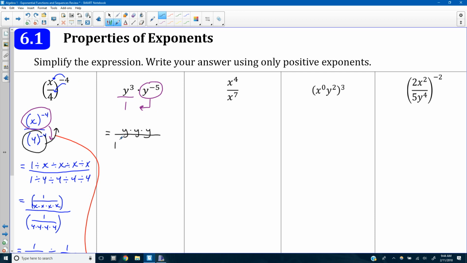There's a 1 down there. Doesn't really matter. It's going to kind of go away here. That's 1 over y to the positive fifth power. So y times y times y times y times y.